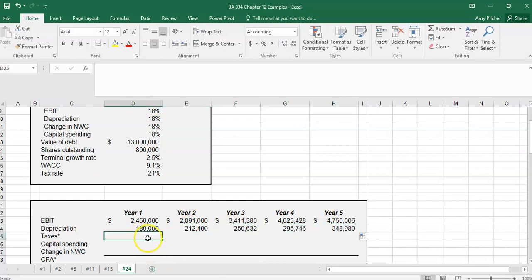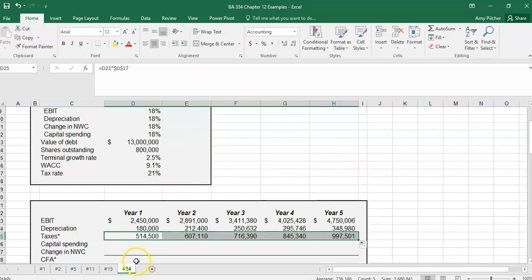Then we have our tax amount. So remember the tax amount is earnings before interest and taxes times our tax rate. We're going to lock our tax rate cell so we can copy that formula. So we have our taxes every year.